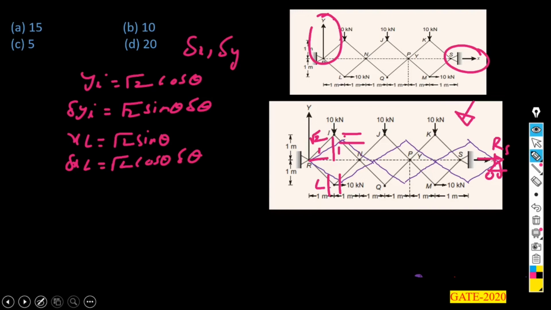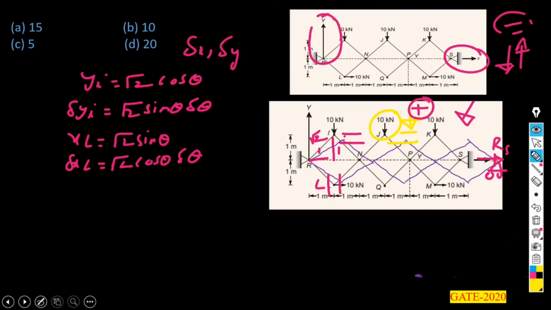Let us say if your force and virtual displacement are in the same direction, during the virtual work calculation, we are taking the virtual work to be the positive quantity. On the other hand, if the force and the virtual displacement are in the opposite direction, we take the virtual work to be the negative quantity. Let's calculate the virtual work done here.